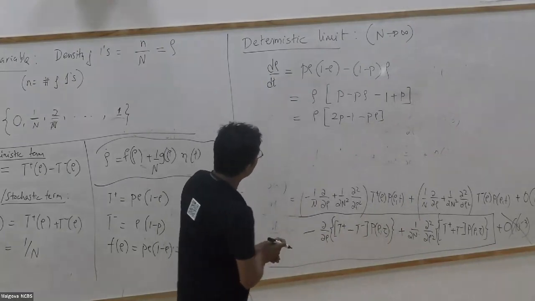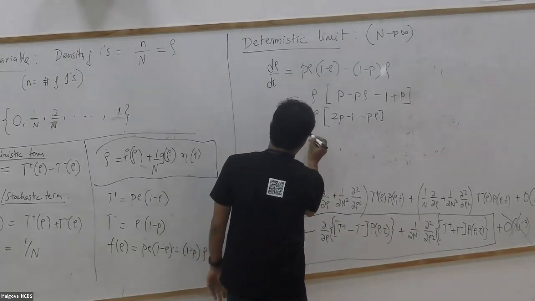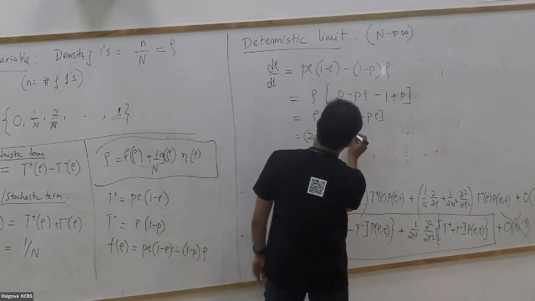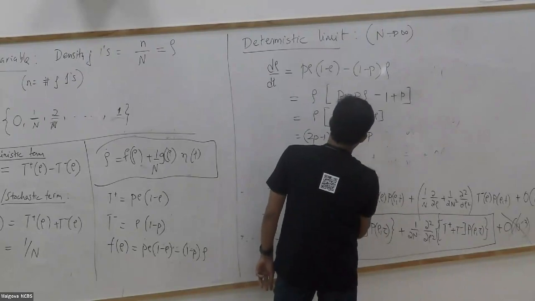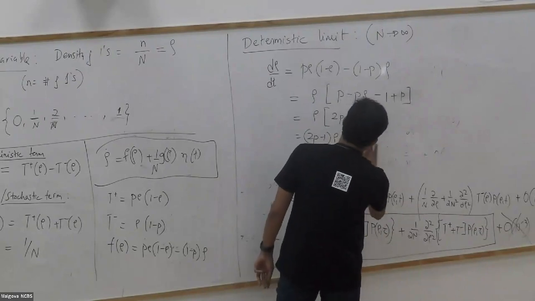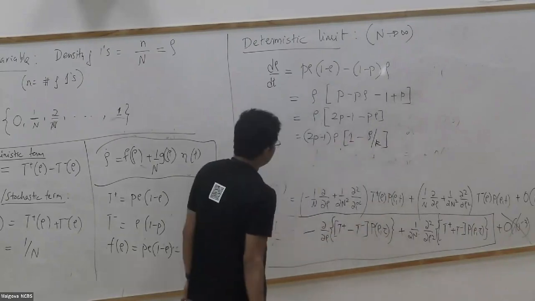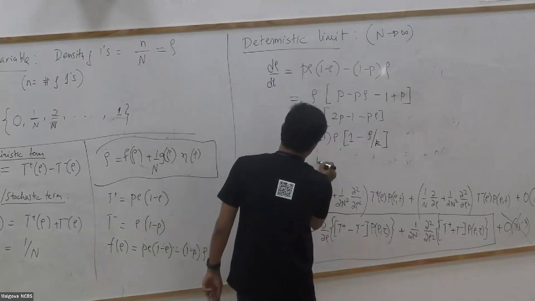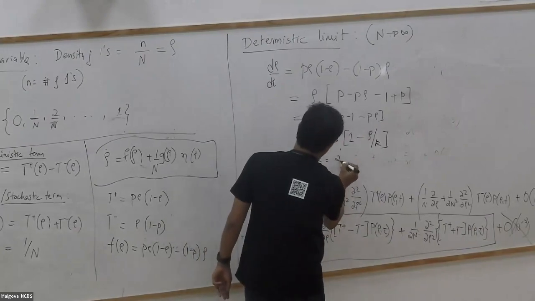Okay. Let me do one more thing. Let me take 2p minus 1 outside. So I'll have, if I made a terrible mistake, please do let me know. I'm extremely capable of doing so. So 1 minus p, also not p, rho. Let me call this a small k, okay? Where k is equal to 2p minus 1.